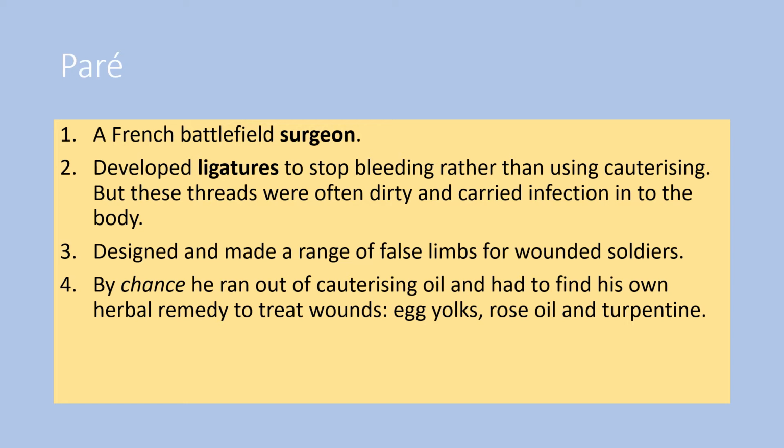So I love the fact he doesn't have any more cauterizing oil available, but he does have access to eggs, rose oil and turpentine as well. But anyway, basically what he does is he comes up with this herbal remedy for treating gunshot wounds instead. And it is very successful and nowhere near as hideous as having to have something cauterized. So just by chance, running out of oil means he's able to find a much better solution.